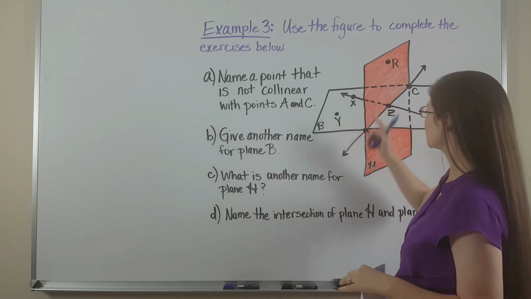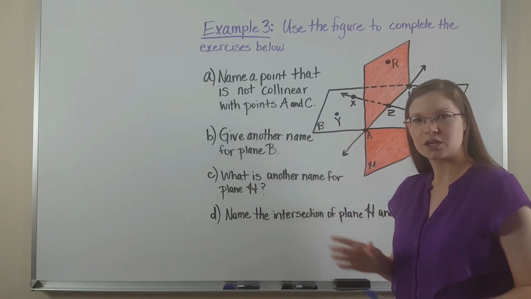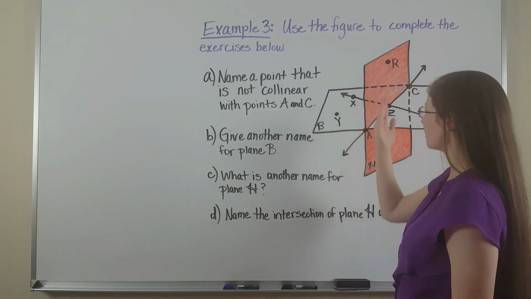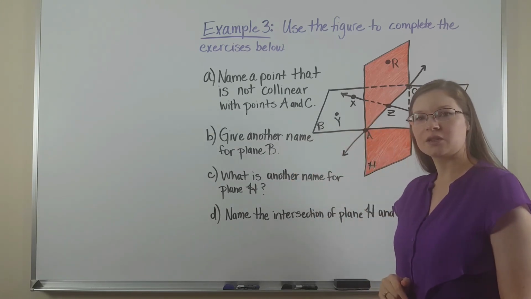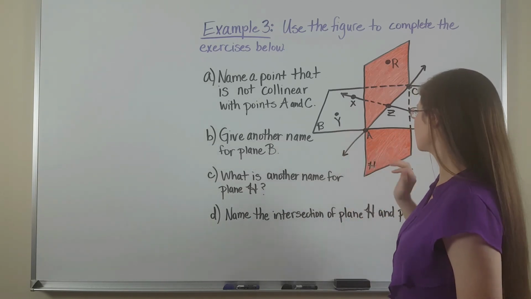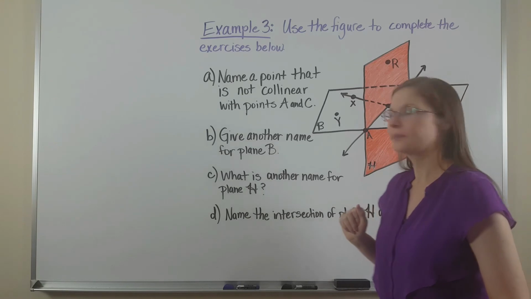Any of the lines that you see that are dashed, those are in the background. Any of the lines that you see that are solid, those are supposed to be in the foreground, in the front. And that will help you to understand what's happening in this diagram.